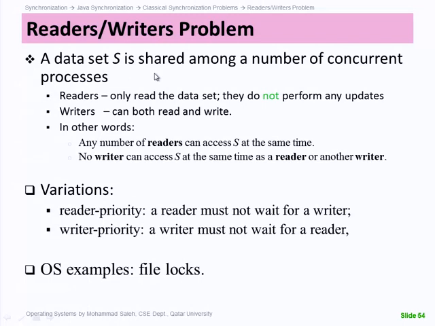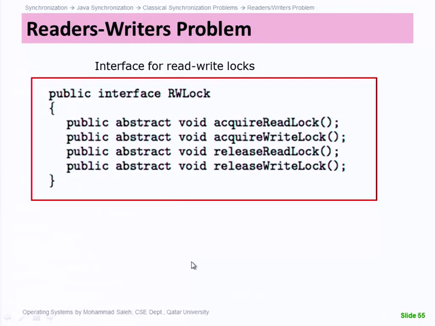Now we can have variations of this problem, in which we favor readers over writers or writers over readers based on the code that we implement for its solution. An example of this basically is locking files. Now the logic of obtaining the lock for readers is different than that for writers. The same thing, the logic of releasing the lock for readers is different than that of writers.